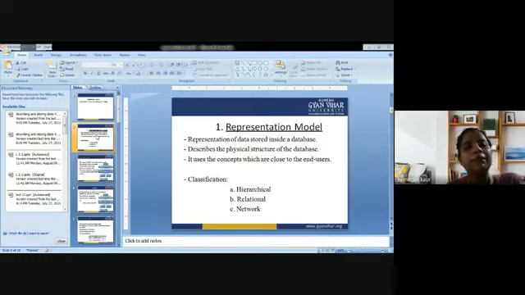So there are certain types of data that could be stored inside a database. Next, it could describe the physical structure of the database. Physical means how it is going to store the data physically. What would be the size of the data? What would be the physical structure of the data in which we are going to hold the database?